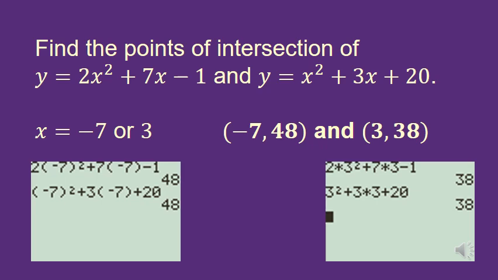In this case, I probably would have picked the second one if I was doing it myself, and taken like negative 7 squared plus 3 times negative 7 plus 20. That gives me 48. Then I do 3 squared plus 3 times 3 plus 20. That gives me 38. So my points of intersection are going to end up being (-7, 48) and (3, 38).